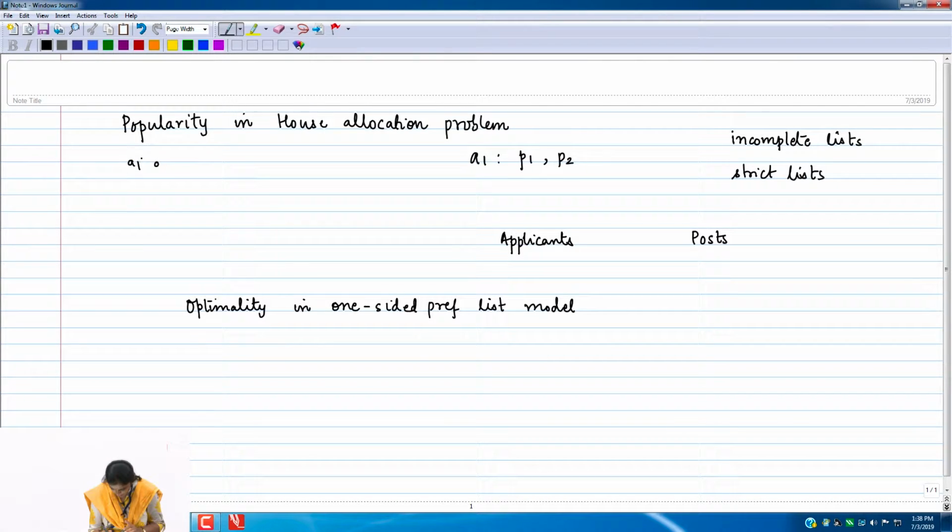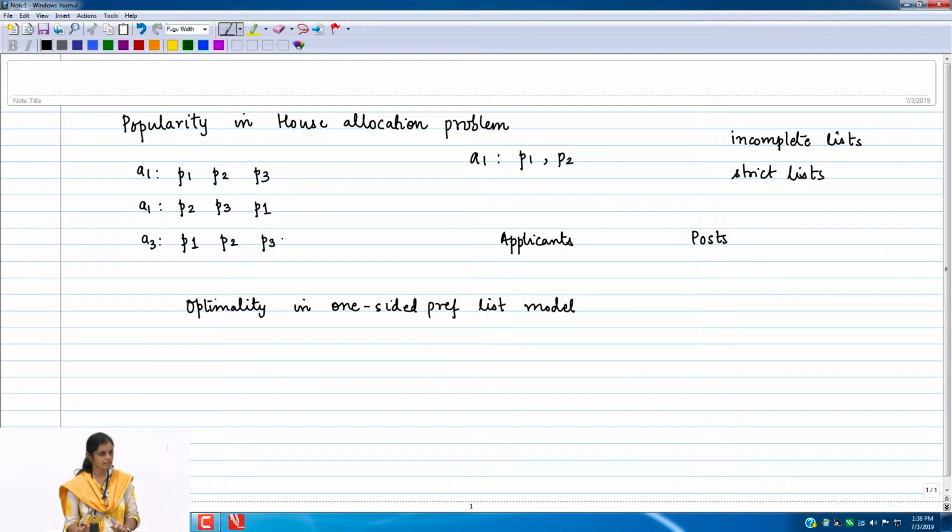Okay, so instead of drawing the bipartite graph, maybe I'll write preferences. So this is the instance. There are 3 applicants and 3 posts, and for now the preferences are complete. This need not be the case, and these are strict preferences.